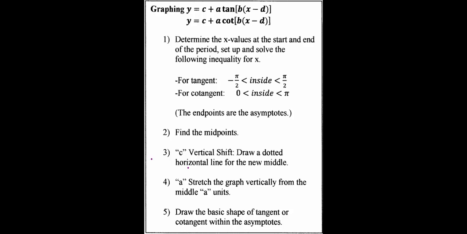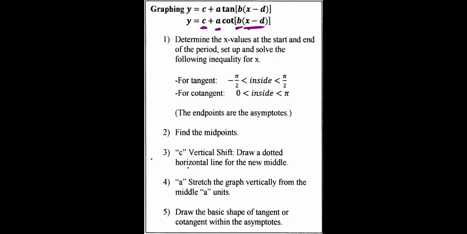Just like sine and cosine, tangent and cotangent can have a vertical shift. It can be vertically stretched. They can both have a change in period, and they can both have a phase shift. To graph them, we will start similarly to how we did sine and cosine graphs. We will find all of the x values, and we will find the start and end of the period.